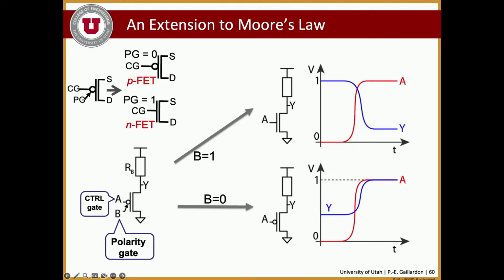Conversely, if B is equal to 0, it's going to be a p-type device, and it will act as a buffer, as a follower. Now, granted, very poor control of the signals because we're using pseudo-logic. We're also using a PMOS device in the pull-down network. That's not what we should do. So, degraded signals.